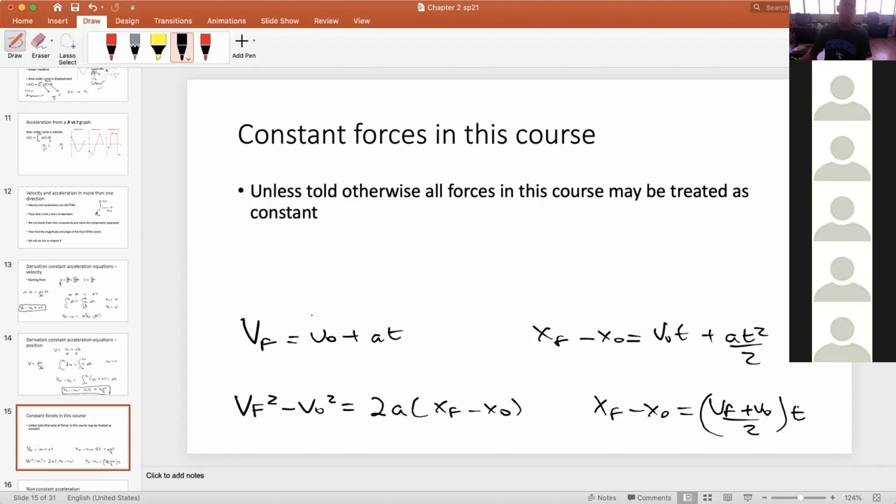Your book also gives you one where there's a negative v final, I guess. I don't ever use that one. I don't think that one's that useful. The reason why we're using these constant acceleration equations is that, for the most part, 90% of the time, our forces are going to be constant in this class. And I'll show you what to do when it's not, but these equations are only for constant acceleration.